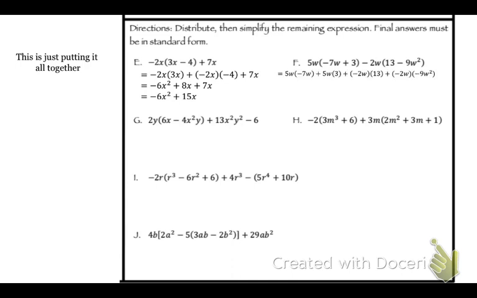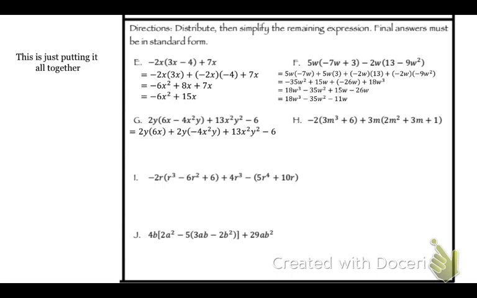Okay, if we look at F, we're going to distribute that 5w in. 5w times negative 7w is negative 35w squared. 5w times 3 is 15w. Negative 2w times 13 is negative 26w. And negative 2w times negative 9w squared is 18w cubed. Combine like terms, and you get 18w cubed minus 35w squared minus 11w.